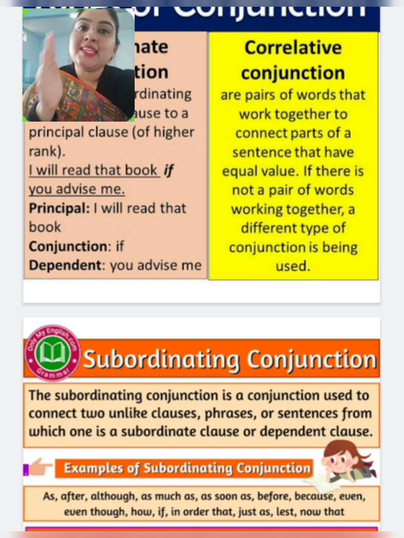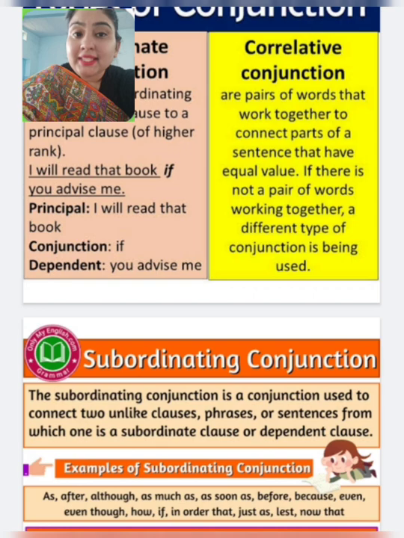Subordinate means किसी के नीचे. Sub. Okay? Now see the next.